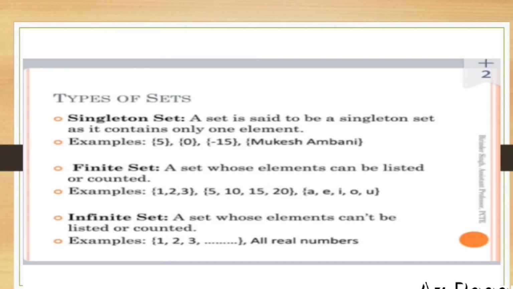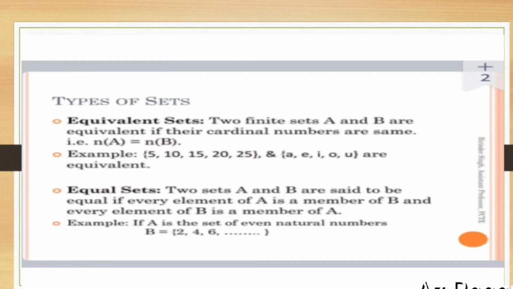The next one is infinite set. A set which is not finite is called an infinite set. The number of elements cannot be definitely known. Example, the set of all natural numbers, because it is uncountable, so it is called an infinite set. The next one is equality of sets. Two sets A and B are said to be equal if every element of A is an element of B and every element of B is an element of A. For example, A equal to {1, 2, 3}, B equal to {3, 2, 1}. So, A equal to B.